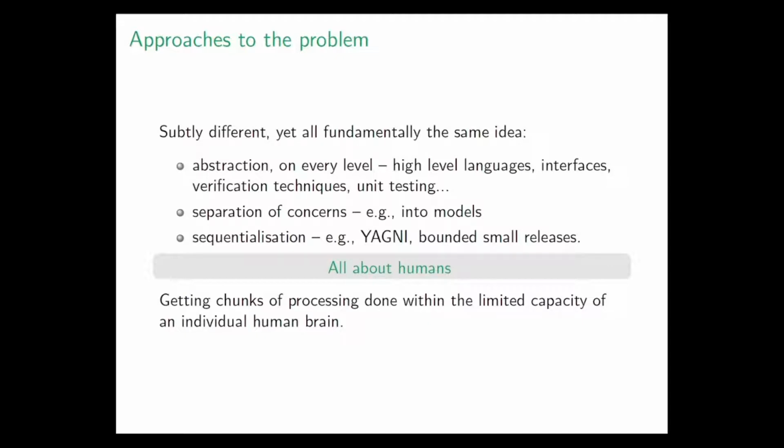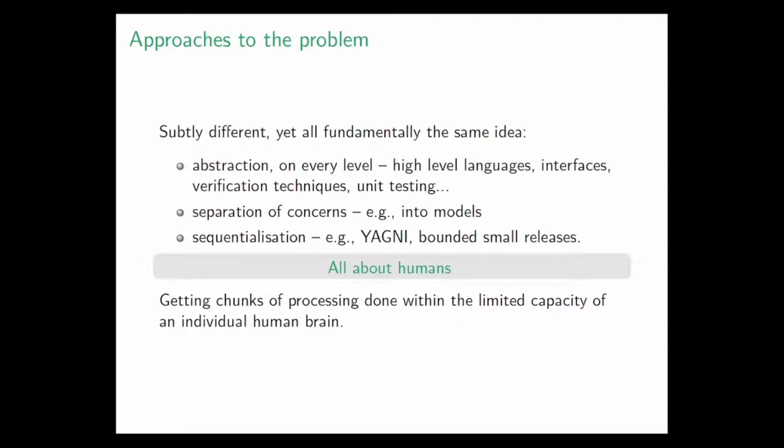So you can look at this as being the common factor between several different kinds of advances in software development. We know how to use abstractions on every level. We have much better high-level languages now. We have better understandings of how to modularize software with well-defined interfaces between the modules. We have verification techniques involving abstraction. We understand how to test at different levels of our software. We have explicit models to represent different concerns that we've separated.